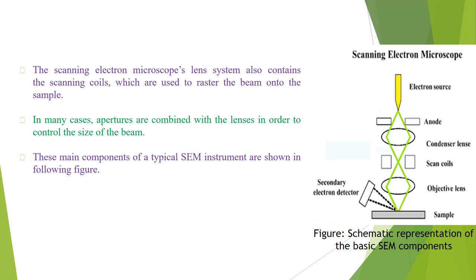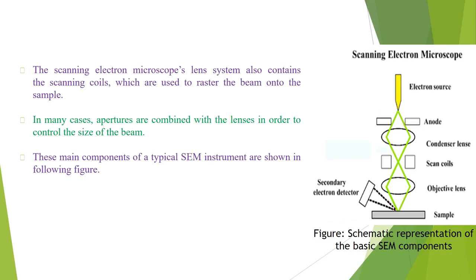The scanning electron microscope's lens system also contains the scanning coils, which are used to raster the beam onto the sample. In many cases, apertures are combined with the lens in order to control the size of the beam. These main components of a typical scanning electron microscope instrument are shown in the following figure.